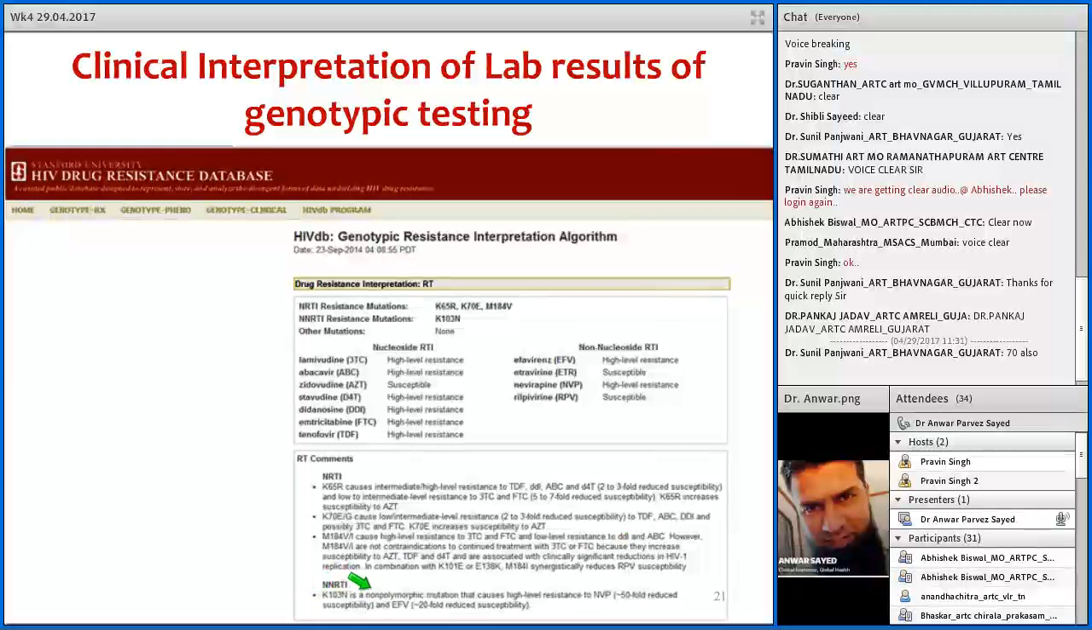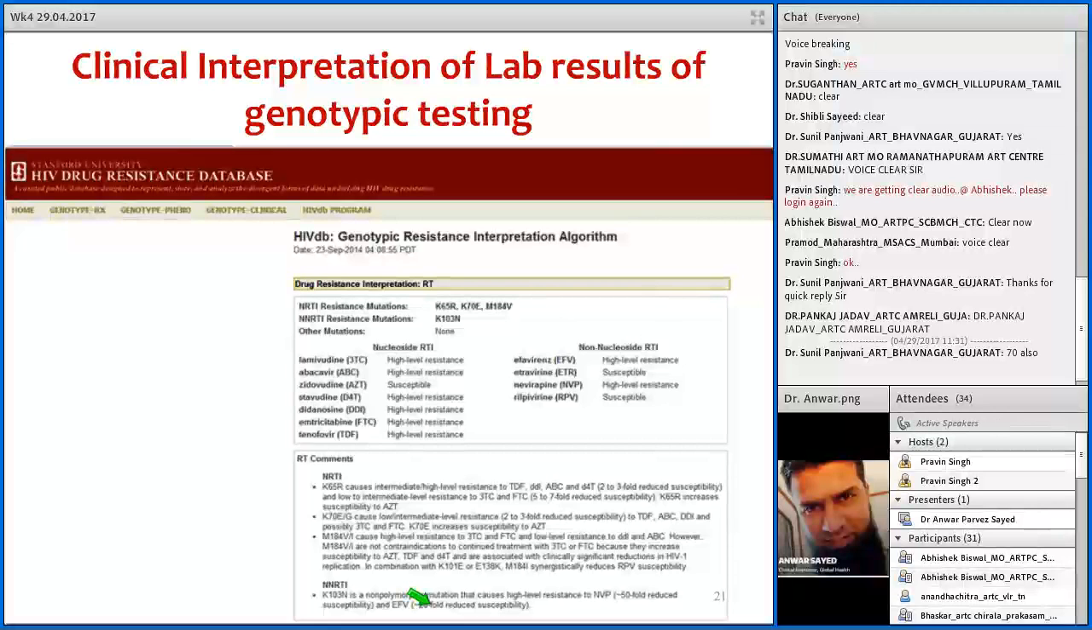Similarly, K103N, as I mentioned before, gives high level resistance to Nevirapine, that is 50-fold reduced susceptibility, and also to Efavirenz, but as compared to Nevirapine it is better, that is 20-fold reduced susceptibility. So this is how these mutations are interpreted by using a database.